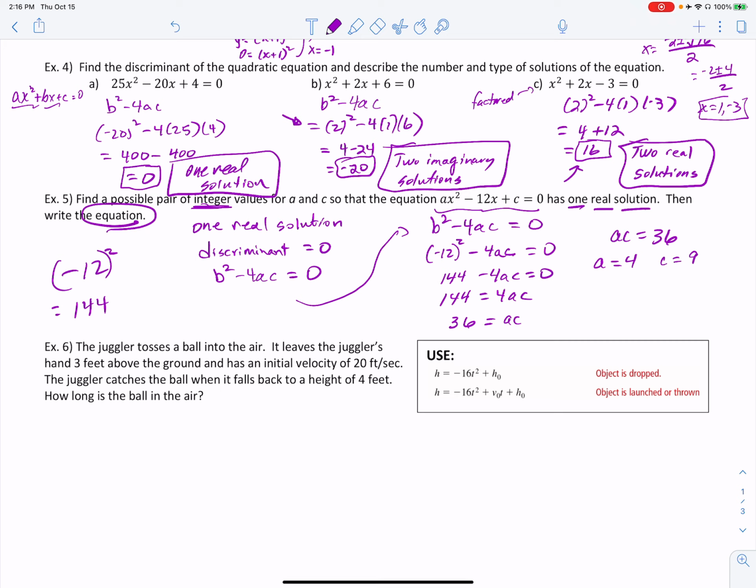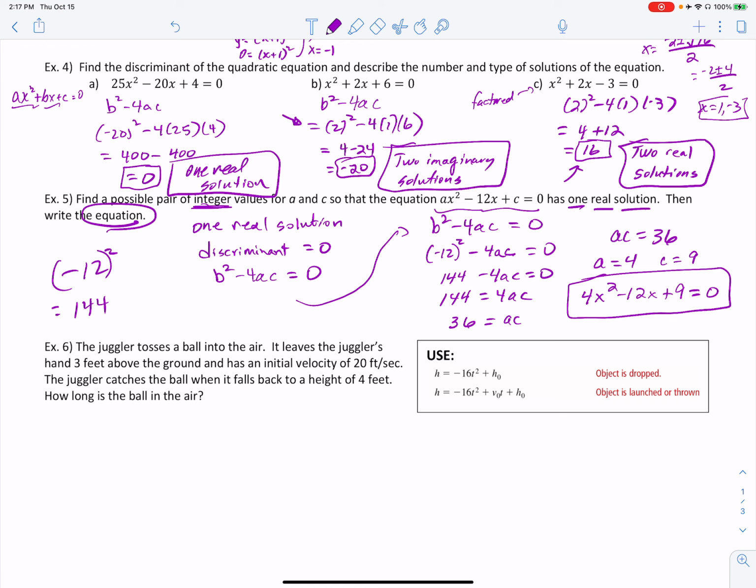So if I go back, ax squared would be 4x squared minus 12x, and then plus c, so c is 9. And if you stop there, no credit, because an equation needs to have an equal sign there. And there is one possibility. There are several. You will be asked to do that for 2 real and 2 imaginary, and you're going to do the same kind of thing. More than one expression is possible.